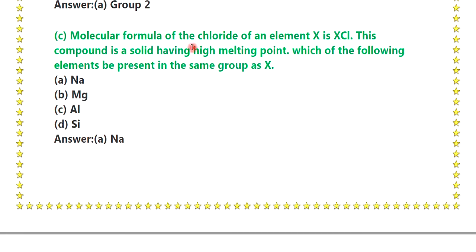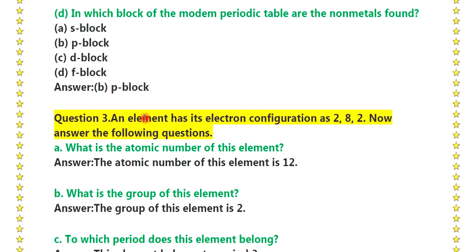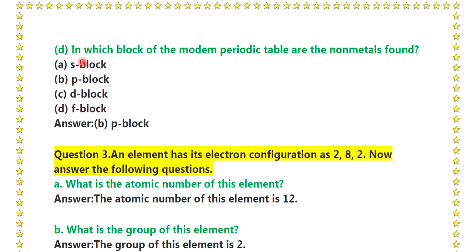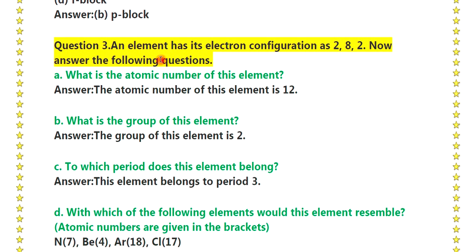C, the chloride of an element X has the formula XCl. This compound is a solid having a high melting point. Which of the following elements would be present in the same group as X? Answer is sodium. Question D, in which block of the modern periodic table are the nonmetals found? In the P block of the modern periodic table, nonmetals are found.